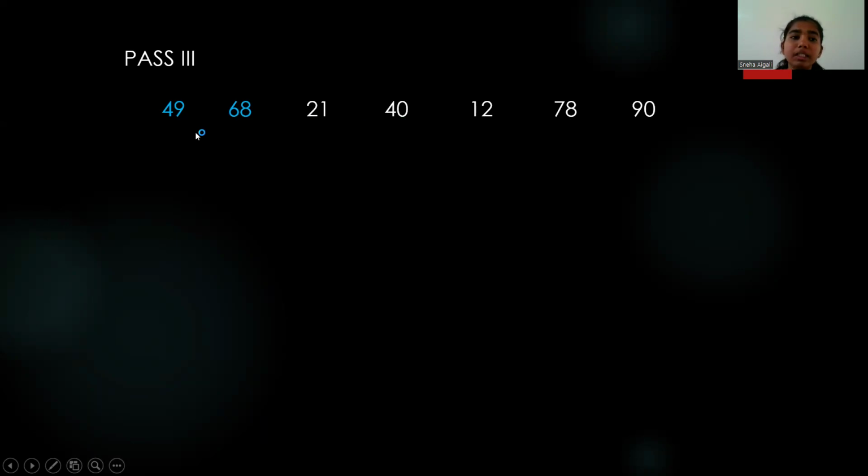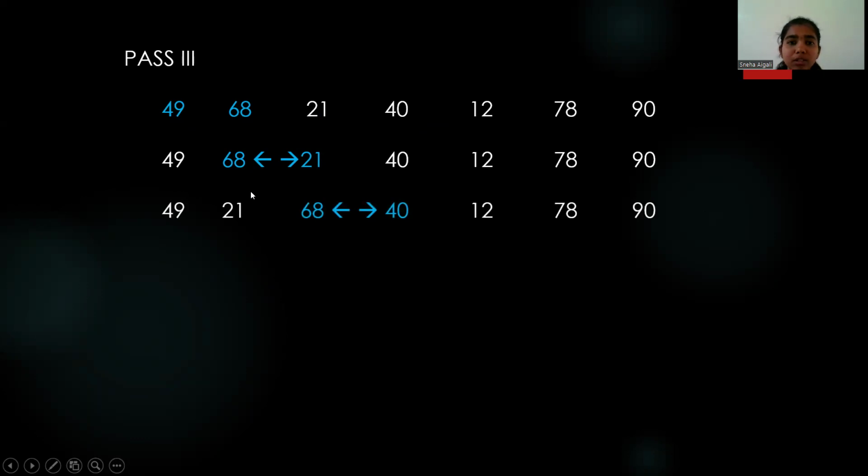Now, at the beginning of the third iteration, where I is equal to 2, again the initial elements of the array are compared, where j is equal to 0 and j is equal to 1 are compared. Since 49 is lesser than 68, no changes in the array will take place. And then j gets incremented and 68 and 21 are compared. Now, since 68 is greater than 21, 68 and 21 get swapped. That is, 21 moves to A of J position and 68 goes to A of J plus 1 position.